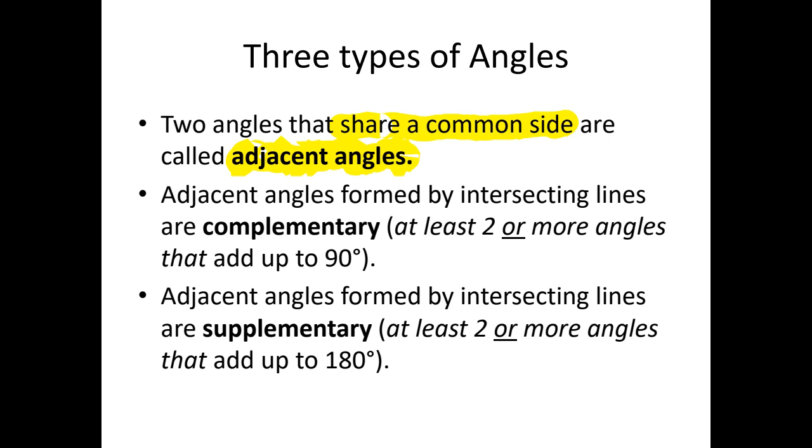Also, these two words are very important. This word says that we have adjacent angles formed by intersecting lines are complementary. Now, this word complementary means adds to 90 degrees. You can have two angles and they add to 90.